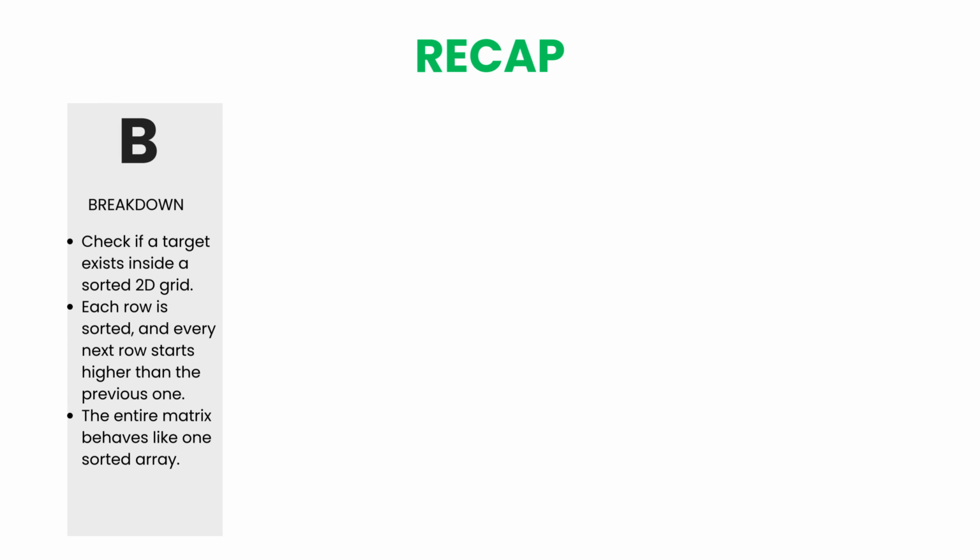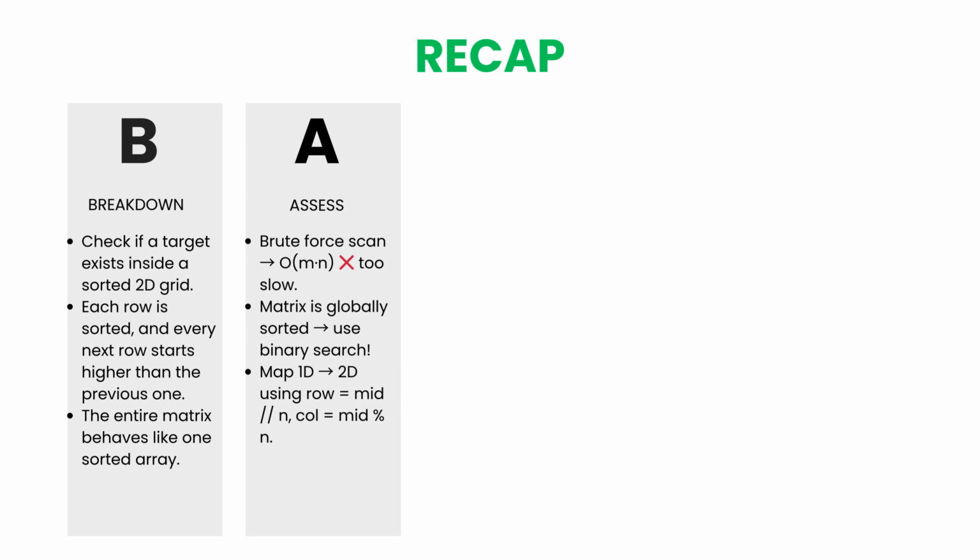Breakdown recap. So, wrapping up, search a 2D matrix is all about recognizing structure. You're given a matrix where each row is sorted, and every next row starts higher than the last one. Conceptually, that means the entire matrix behaves like one long sorted array. The challenge is to find the target efficiently, without actually flattening the data.